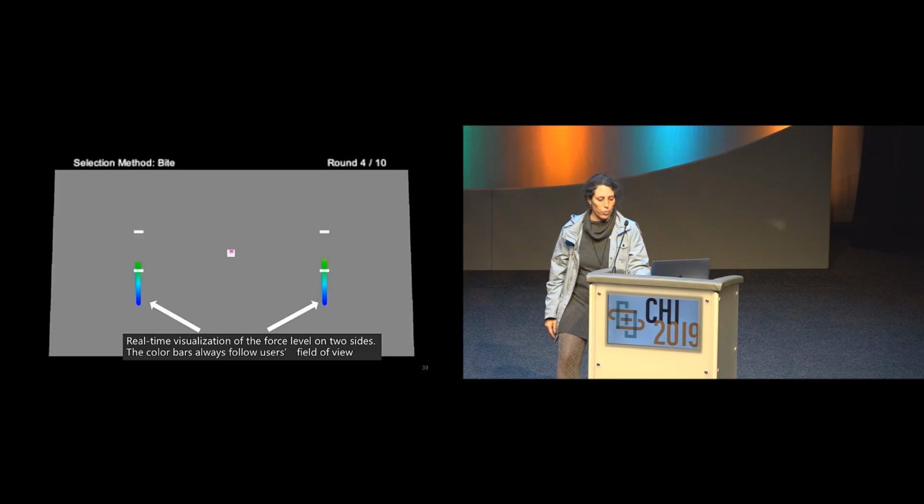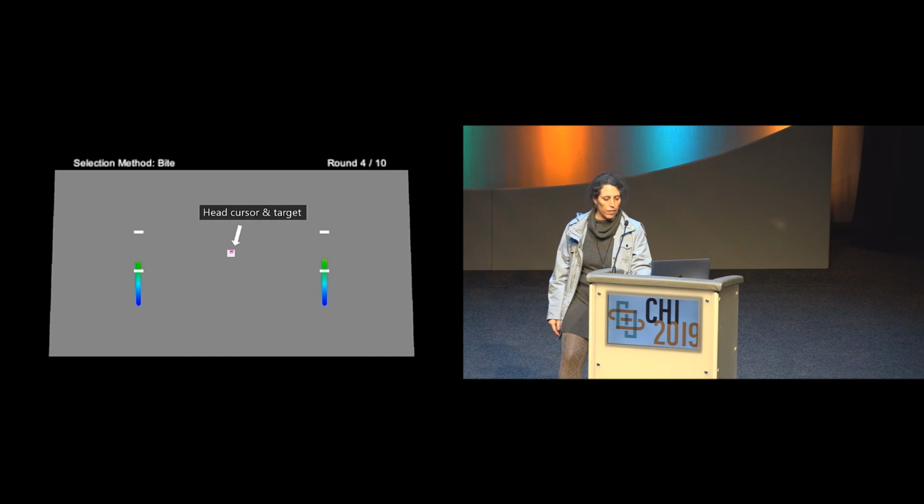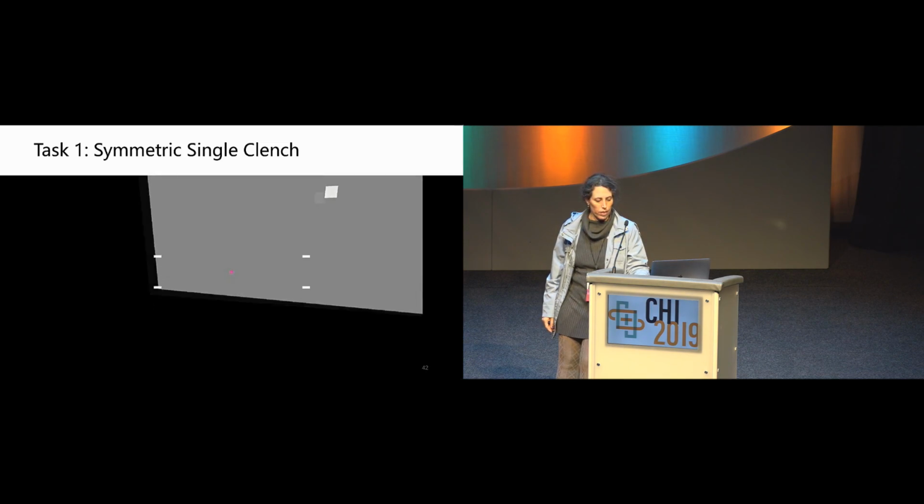And I just want to show what the VR setup looked like in the case of the clench interaction. So what you see on the left and the right are feedback about how strongly they're clenching. And then those two lines there just indicate where we had the cutoff for light and heavy. And in this experiment, we only ever had 3 levels of force that we were sensing. But we played around with other aspects of the interaction techniques. And then finally, the little red dot just indicates where the head cursor is.